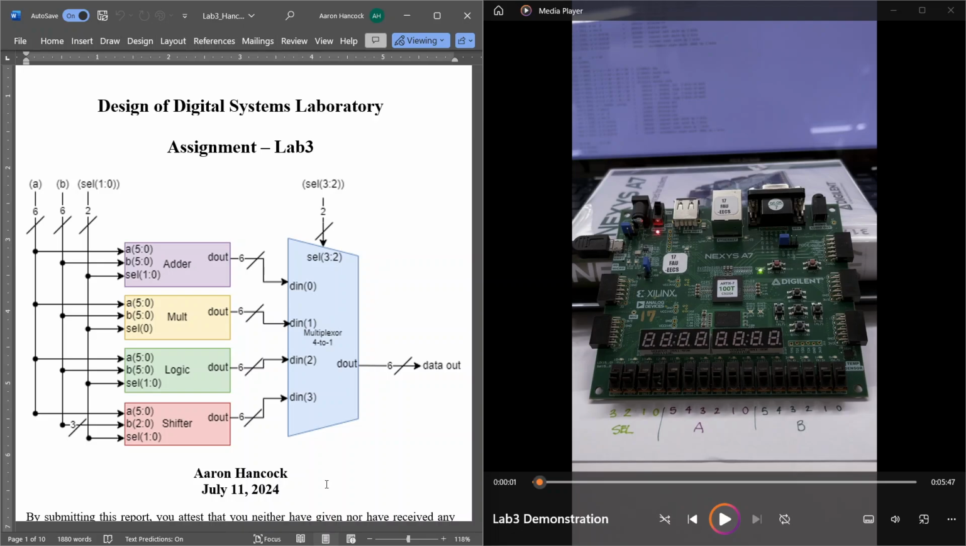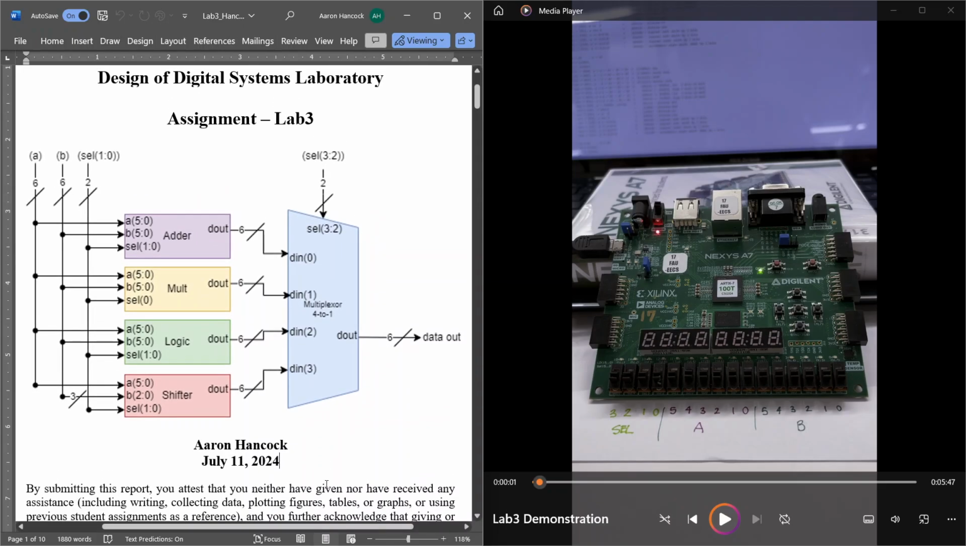Today I'm presenting Lab number 3, the Arithmetic Logic Unit. This Arithmetic Logic Unit takes two 6-bit inputs and a 4-bit select input. The lower 2 bits of the 4-bit select input will control each of the independent operations of the adder, multiplier, logic unit, and shifter. And the upper two bits of the 4-bit select will control the output of the multiplexer, which is selecting one of the 4 streams from the independent units.